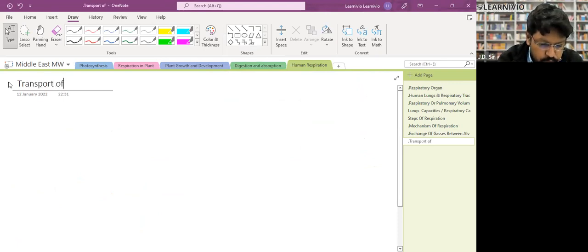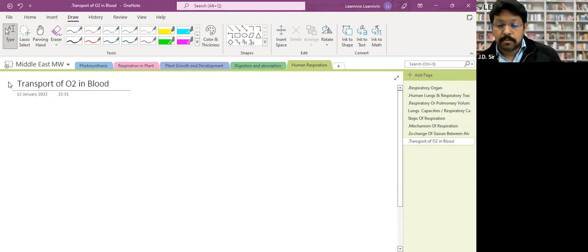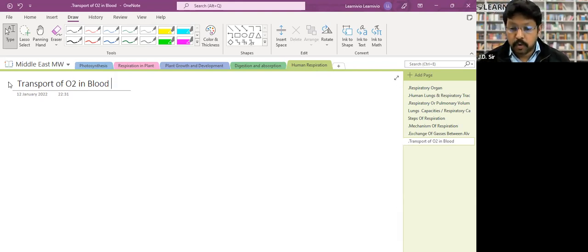Transport of O2 in blood. We know transport of O2 takes place from lungs to blood, then blood to tissue. We have already learned how the O2 is transported from the lungs to the blood capillary. Now the blood is going to deliver this O2 to tissues, from hemoglobin, that is from RBC, to tissue. That's what we are going to study. Clear?